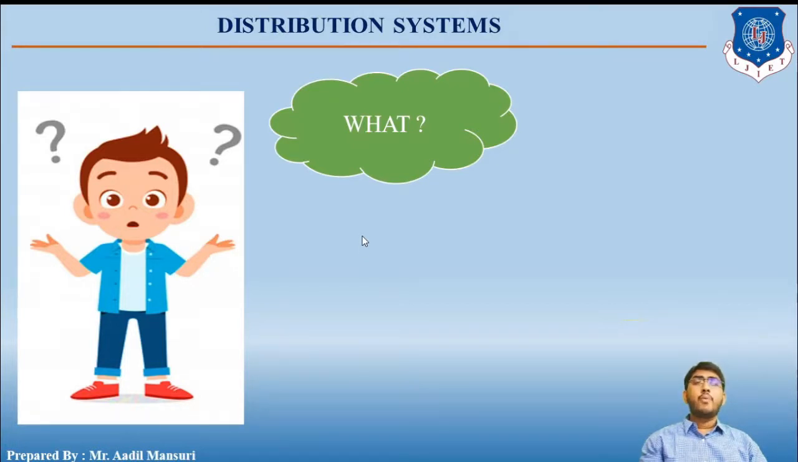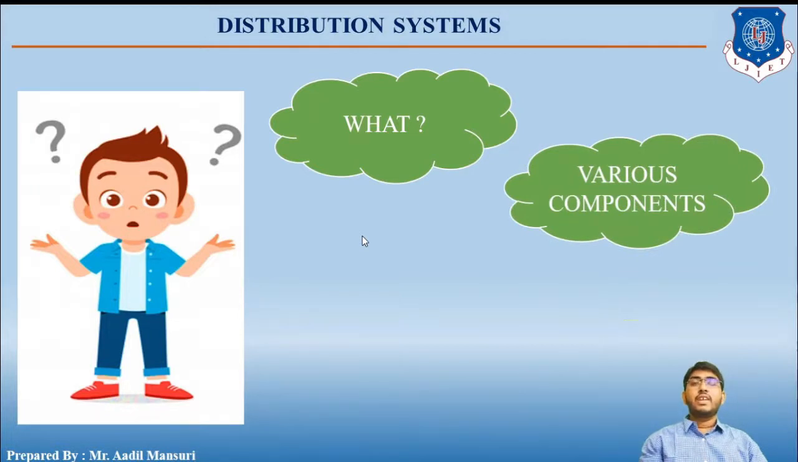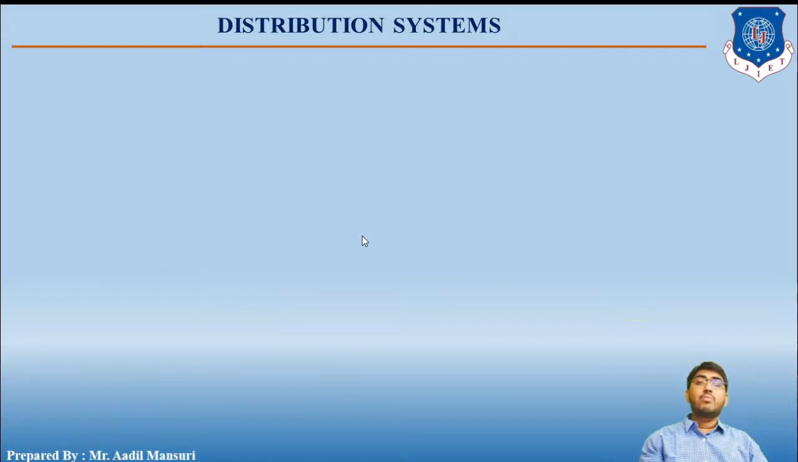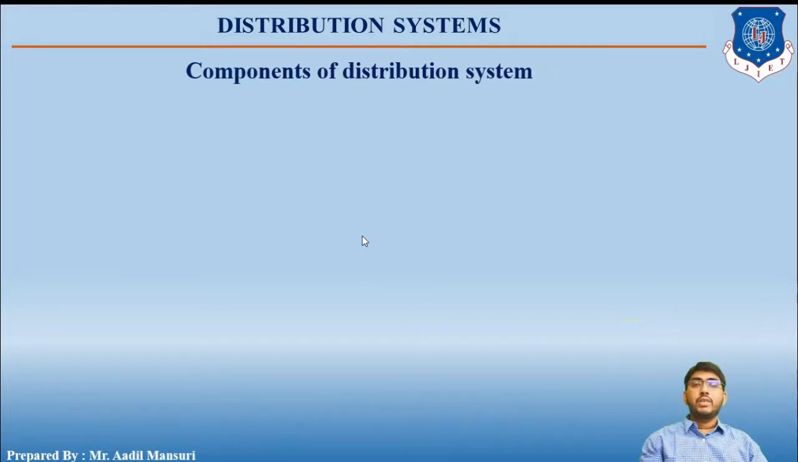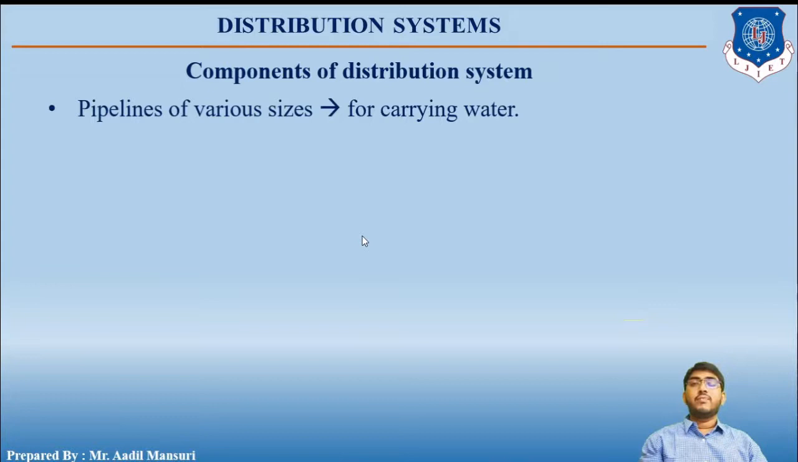Now the next question that might arise in your mind: are there any components of the distribution system? The answer is yes, there are various components of the distribution system. Let us have a look at it one by one. The first component is pipelines of various sizes. The main function of the pipelines is to carry the water. In the market, the sizes of pipelines that are available vary from a few millimeters to a few meters.